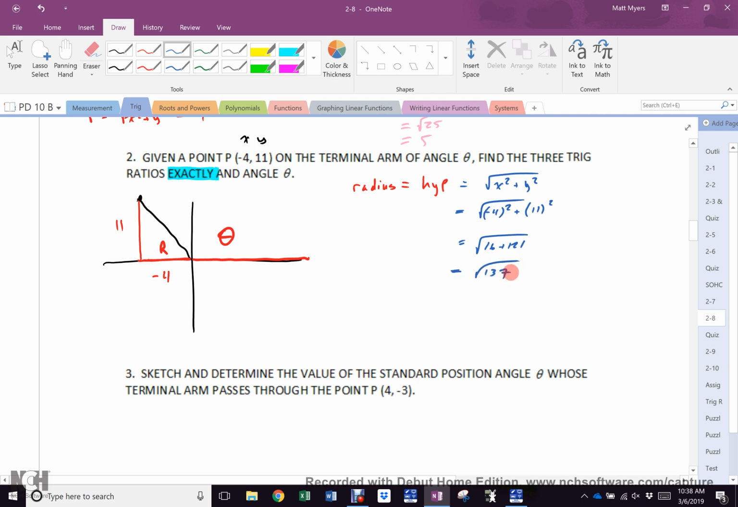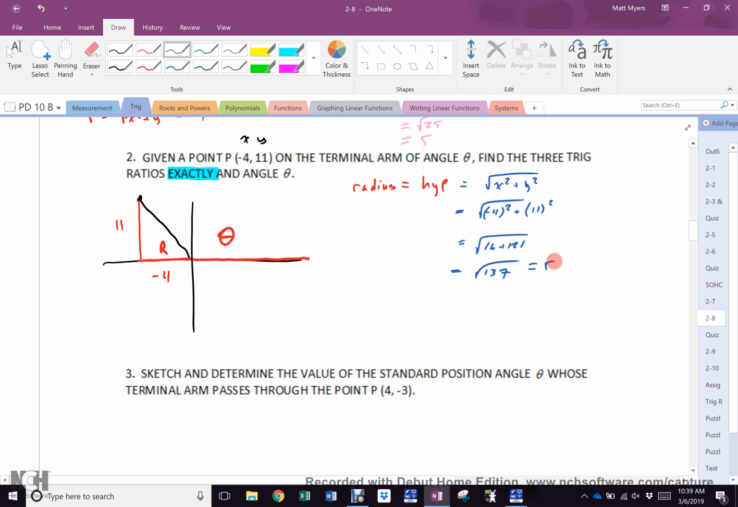Now, if I hit square root 137 on my calculator, what do I get? A ton of decimals. I want an exact answer. Is 11.5785 forever an exact answer? No. Is the square root of 137 an exact answer? Yes. So this equals my r.